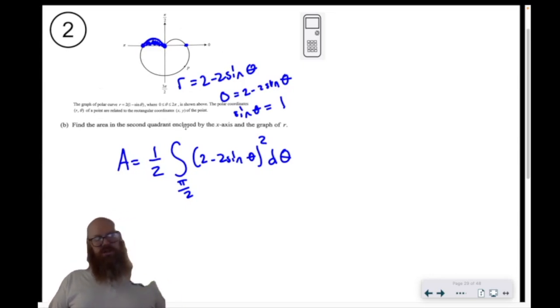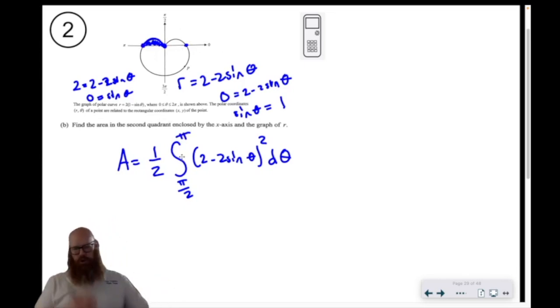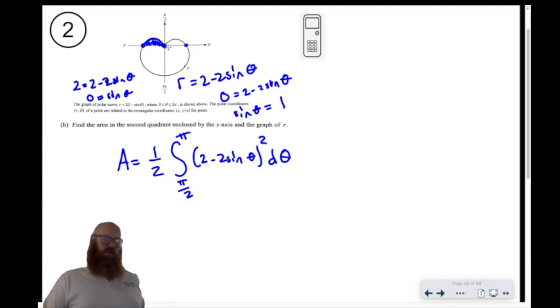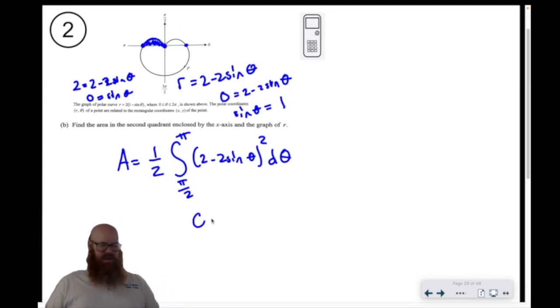Maybe you just know what that is, but in that case, I would want to set this equal to 2. So 2 equals 2 minus 2 sine theta, and I subtract 2 and I get 0. So I really want to know when sine theta is equal to 0. Well, that's at 0, but I know 0 is here. The next time it's equal to 0 is at pi. So I'm integrating from pi over 2 to pi. At pi over 2, it's here, and then it makes its way over here between pi over 2 and pi. And then the rest is just calculator, and you should get 0.712.